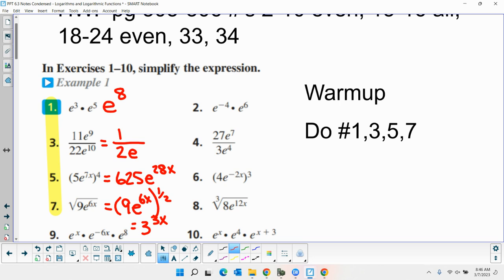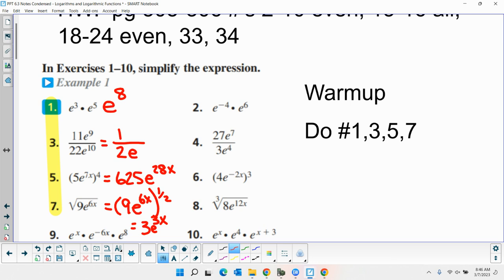Colin? What happened with e on 7? On answer 7? Yeah, it's still there. No, in number 7. Oh, 7, sorry. Oh, I forgot. It should still be there. Thank you for correcting me. Yeah, it should be 3e to the 3x. Sorry.